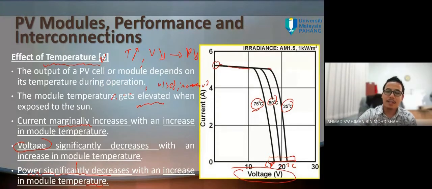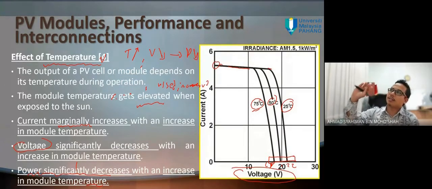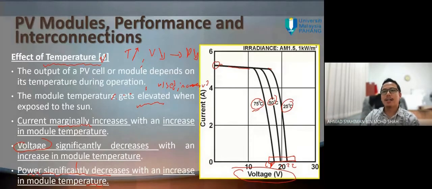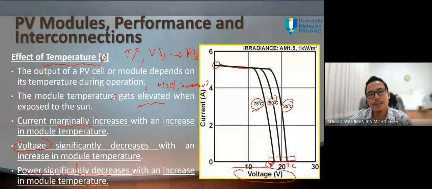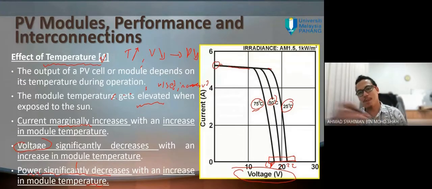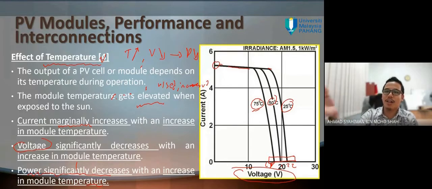Okay. Right. So, two factors that disturb the output performance of the PV modules. One is the solar irradiance. Solar irradiance is positive impact lah. And another one is the temperature. Temperature is negative impact. The higher the temperature it is, the worse the performance of the module is. Okay. So temperature adalah musuh kepada PV modul. Macam tu lebih kurang. But the irradiance is the friend, is the ally.